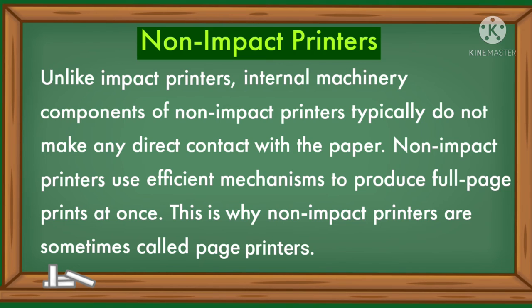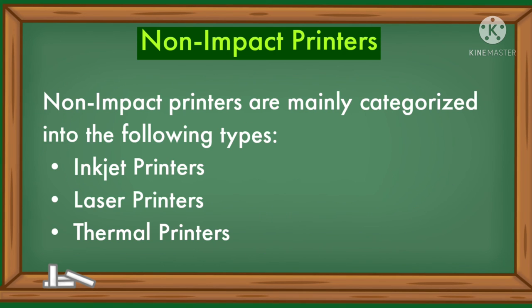Unlike impact printers, the internal machinery components of non-impact printers typically do not make any direct contact with the paper. Non-impact printers use an efficient mechanism to produce a full page print at once. This is why non-impact printers are sometimes called page printers.